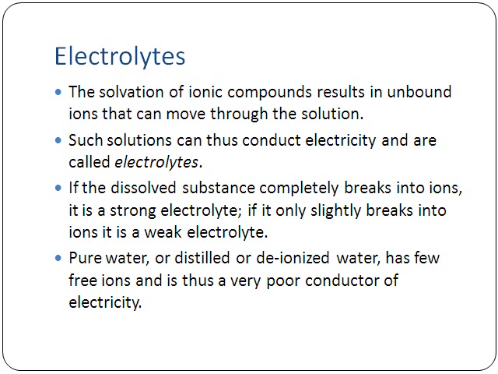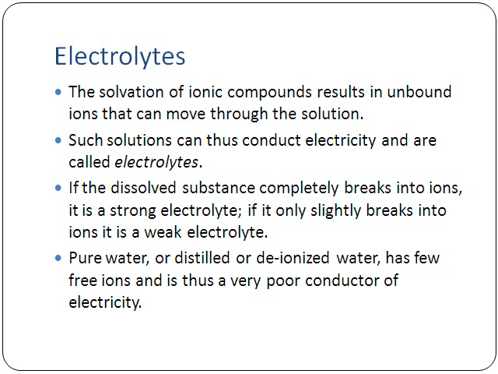If you take an ionic substance and dissolve it, which would typically be in a polar solvent, the solvation of ionic compounds results in unbound ions that can move throughout the solution. So your positive ions can float through the solution, your negative ions can float through the solution, and they don't have to meet each other anymore. They just go off in their own direction.